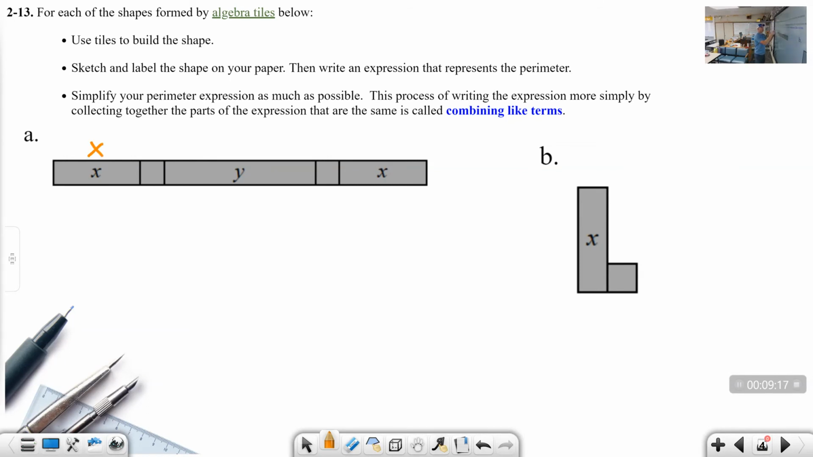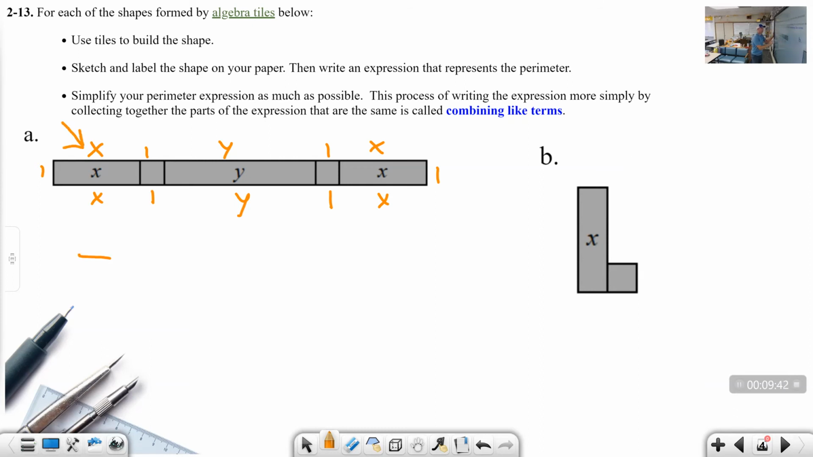perimeter. Here we go. X, 1, Y, 1, X, 1, X, 1, Y, 1, X, 1. If you need to pause the video to copy that down, please do that now. Okay, now that we have this written down in our math notebook, I'm going to pick a starting point. I'm going to start right here.